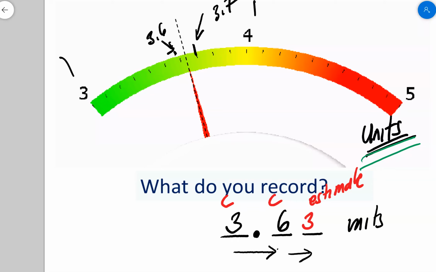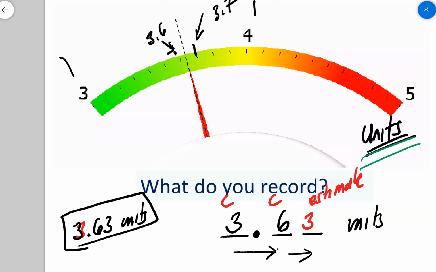All right. So what should you write down as the official measurement for this unit? It would be 3.63 and whatever the units were for this. Okay. That would be the proper measurement given this measuring device. You write down every digit that you know for sure, plus one more digit over that represents a reasonable estimate. Let's look at another example.